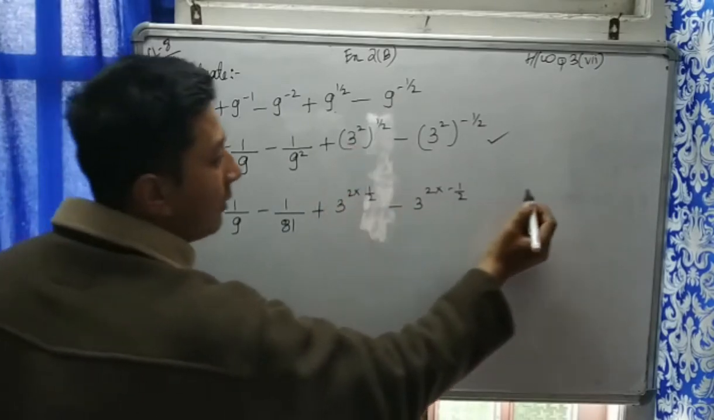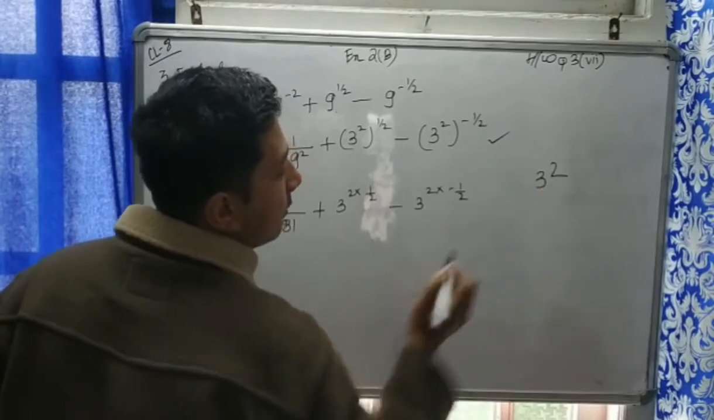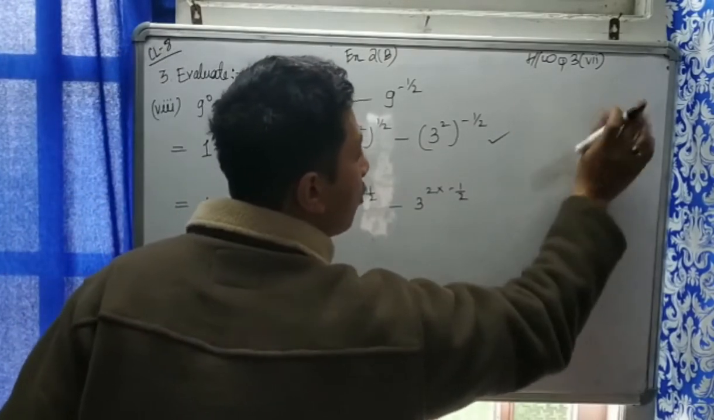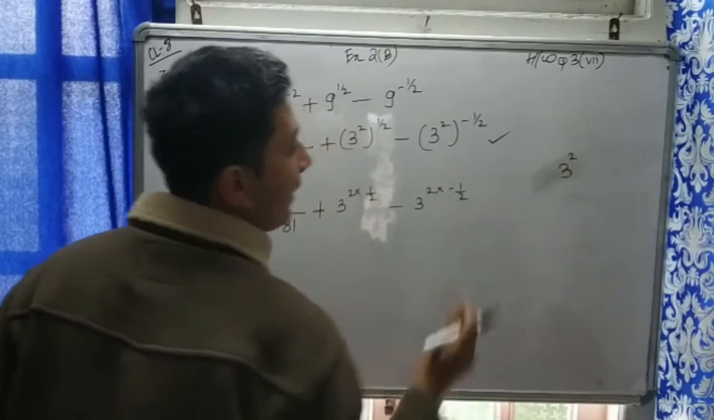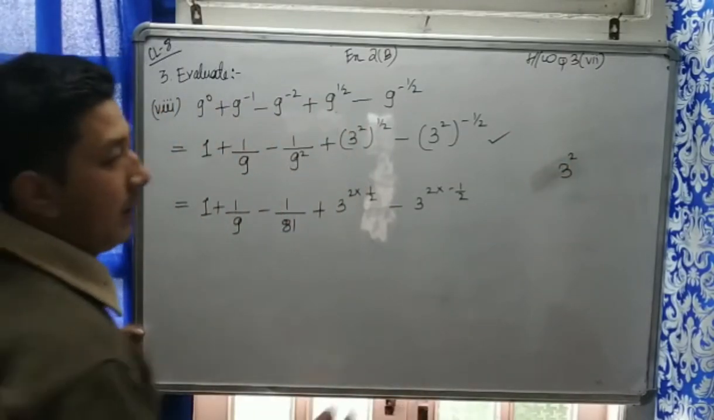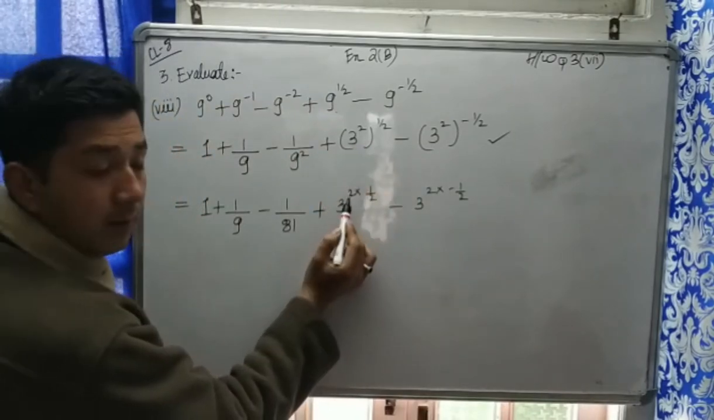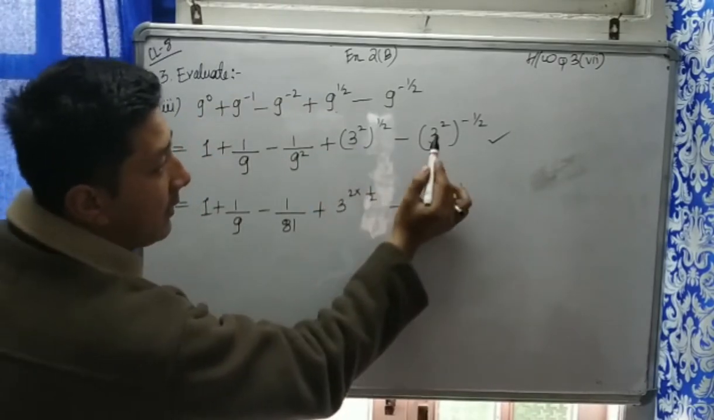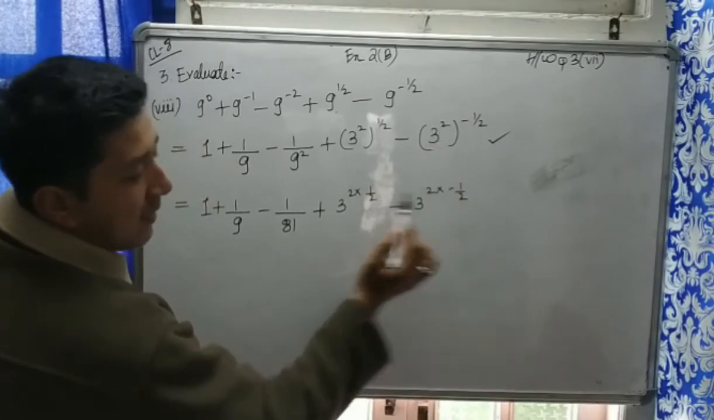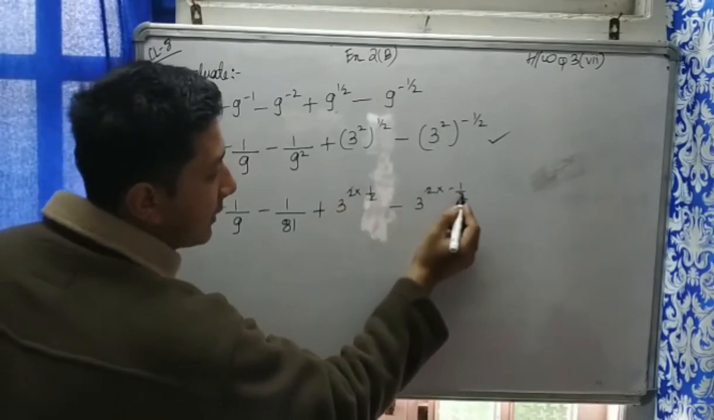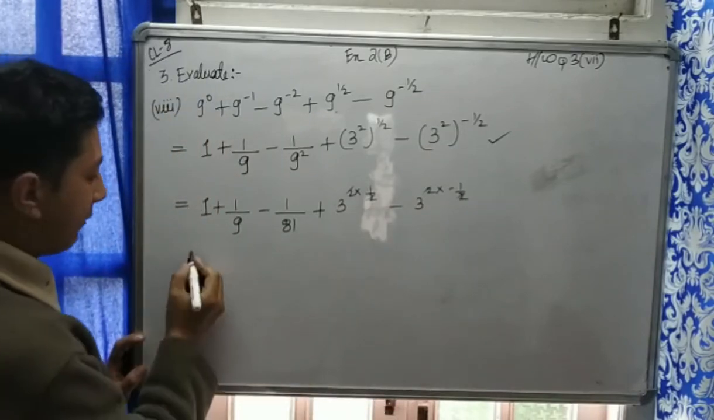Now many of you write the power in this way. Please don't write the powers in this way. The power should be exactly at the top, 3 to the power 2, like this. Clear? Now the power gets multiplied, 3 to the power 2 into half, and similarly 3 to the power 2 into minus half. Now what happens here is this and this cancel out, this and this also get cancelled out. Let us simplify further.